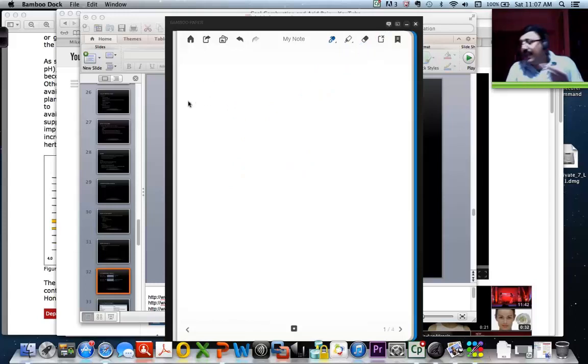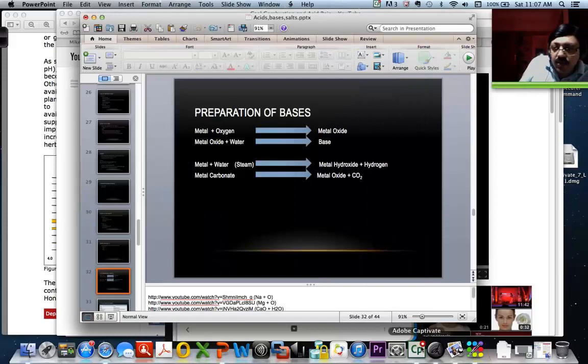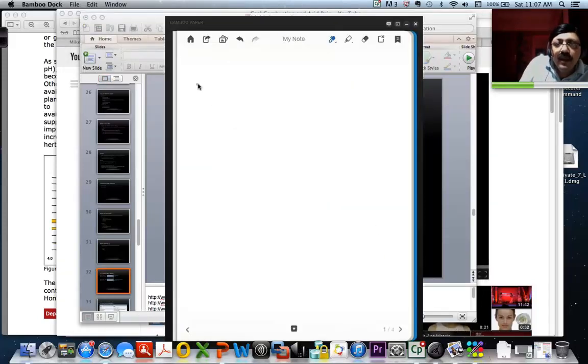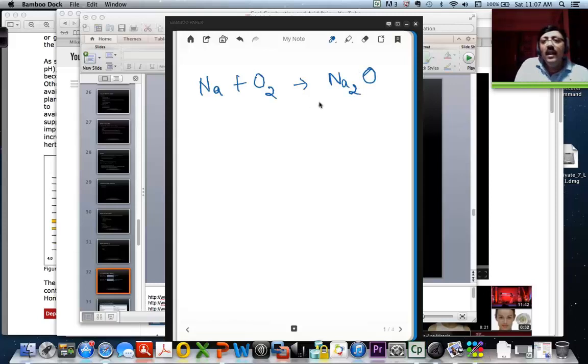Okay, now let us take some examples of a metal combining with oxygen producing metallic oxides, right? First I want to show you sodium combining with oxygen producing sodium oxide. Now, I want to balance this, so I put a 2 here, and then a 4 here, and a 2 here. So this is an example where sodium is combining with oxygen, producing sodium oxide.